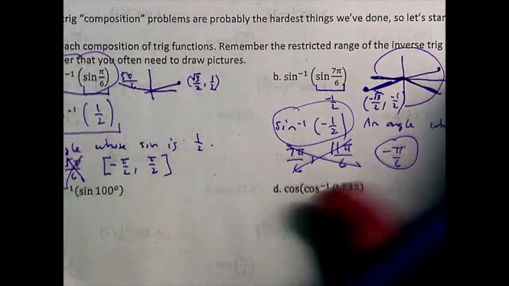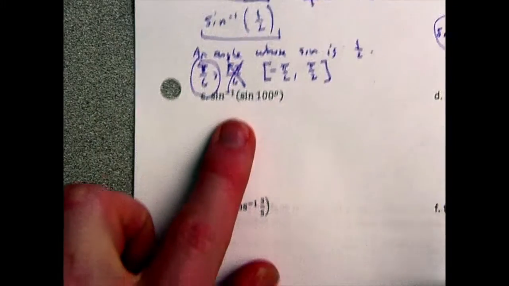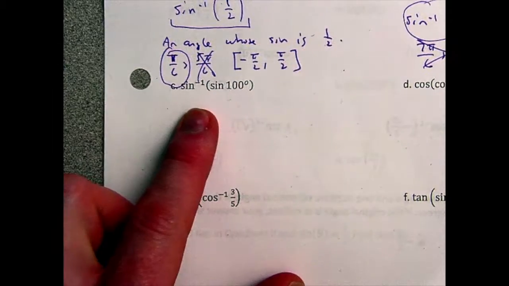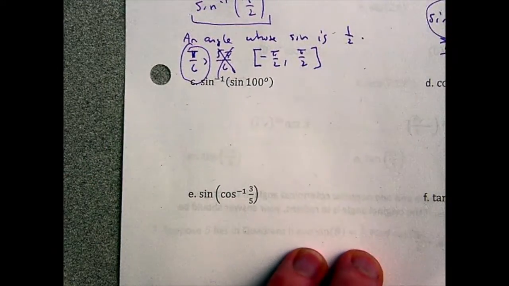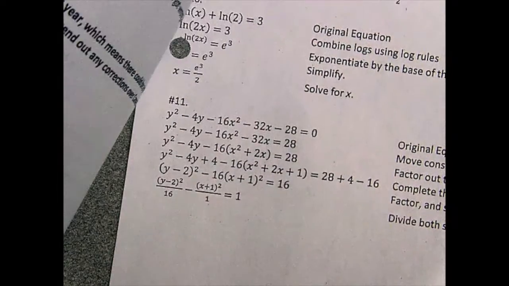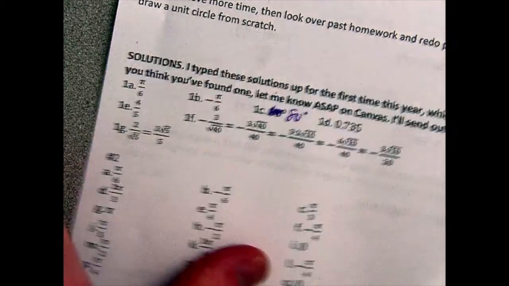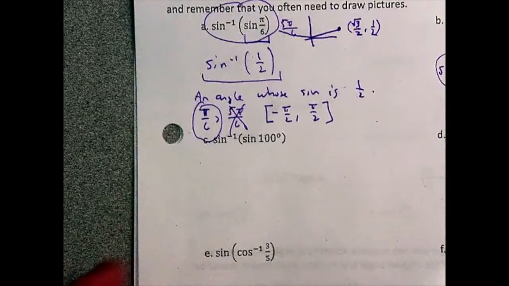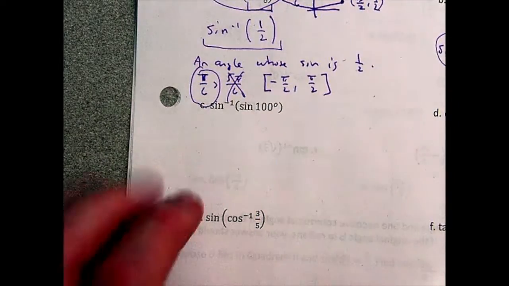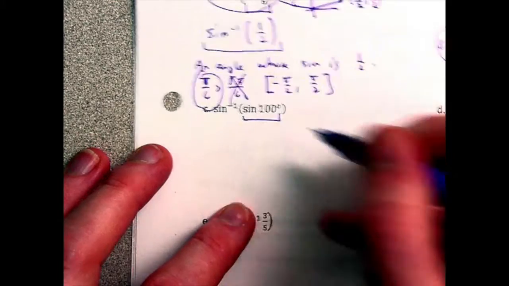Cool. 1C is a really tough problem conceptually, and just to make things extra stupid, there's a mistake in the solutions. The solutions say that the answer was 90 degrees. It's not. It's actually 80 degrees. So sorry about that. Let's see why it's 80 degrees. This is really tricky. I went over one like this in class.